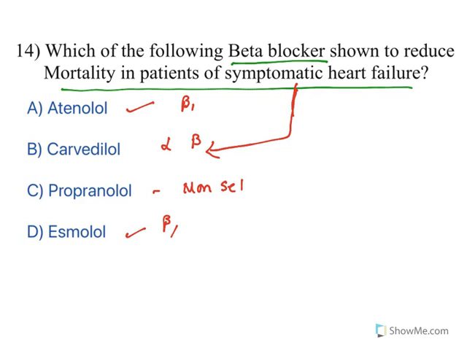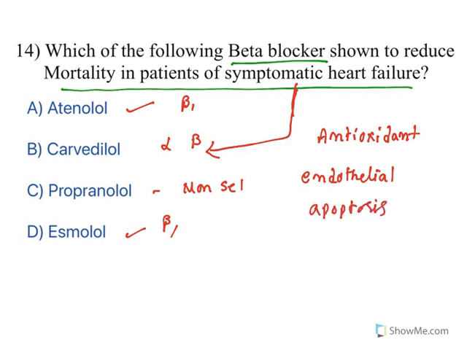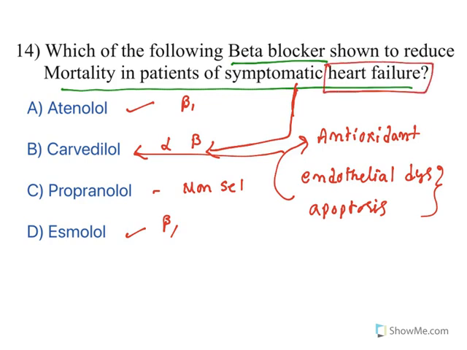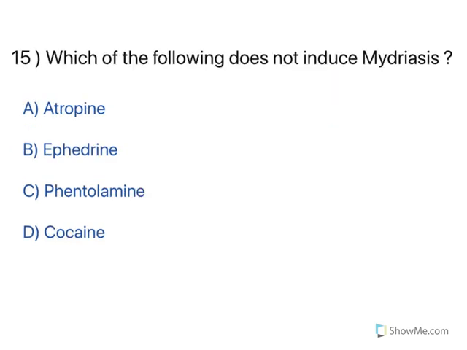The reason for carvedilol is it has a particular antioxidant property, and this antioxidant property is beneficial in endothelial dysfunction. Endothelial or pavement cells of the blood vessel and apoptosis. So both endothelial dysfunction and apoptosis are reduced due to this antioxidant property of carvedilol, and this is an advantage in heart failure. So the option is carvedilol. See, all of them are beta blockers, no doubt, but carvedilol has this advantage. Moving to the next one.